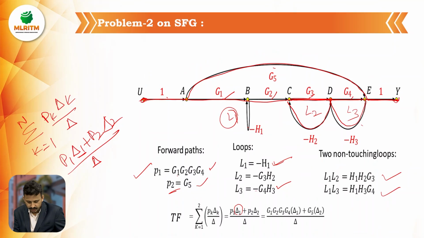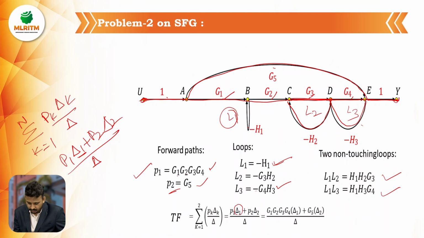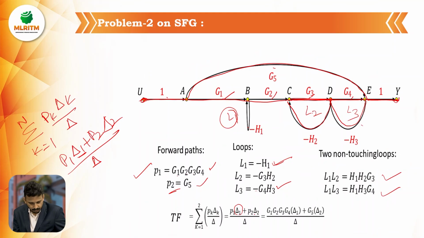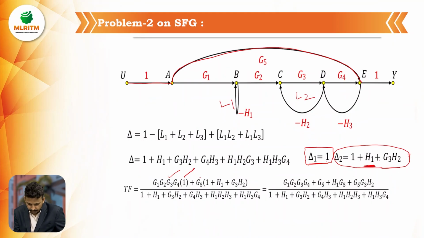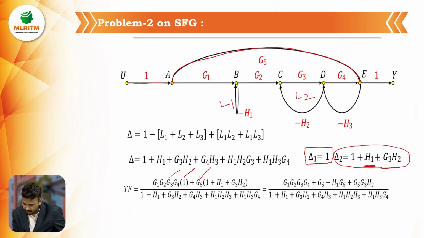Now finally, P1 is G1, G2, G3, G4 and delta 1 is 1, plus P2 is G5 multiplied by delta 2, which is 1 plus H1 plus G3 H2. That is the complete numerator. Okay, come back to the denominator.